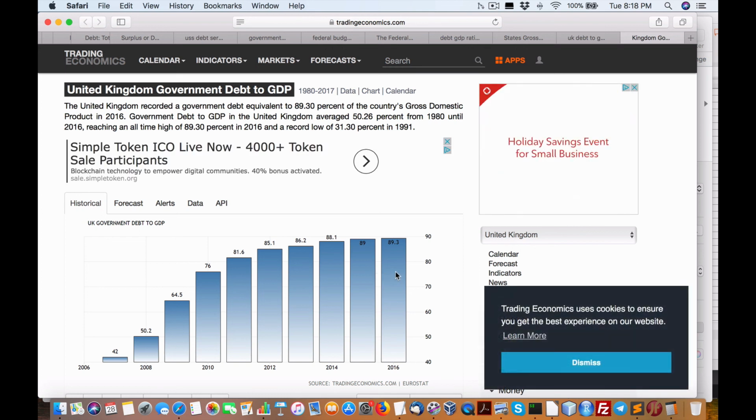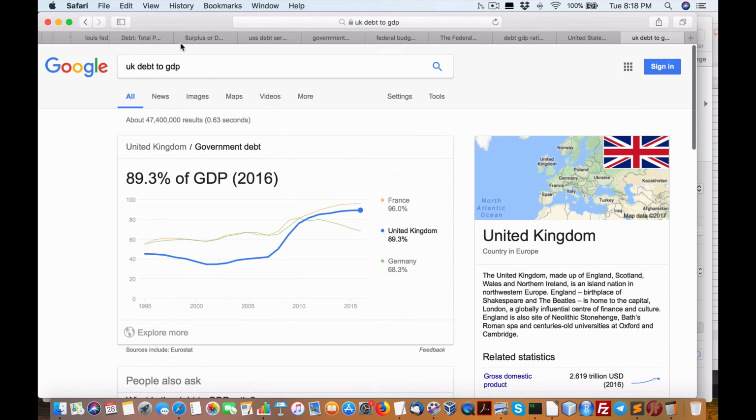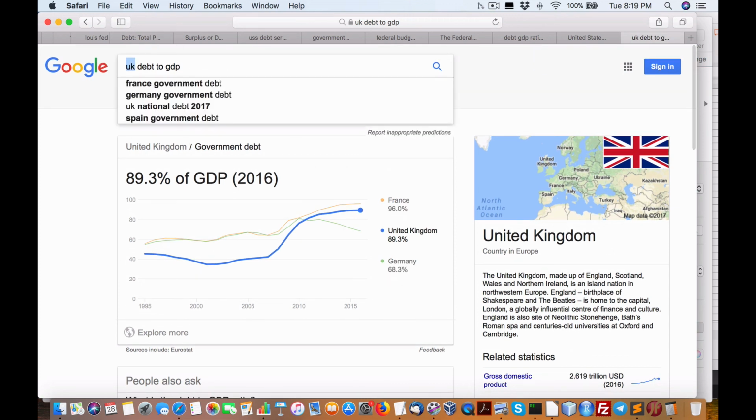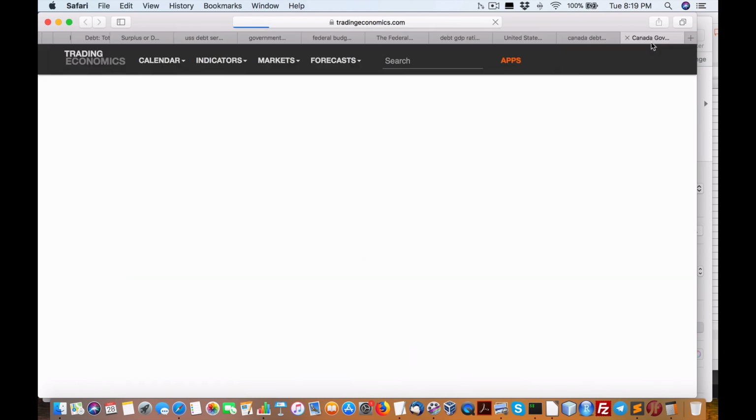Boom, 89.3. So they've somewhat stabilized. I wonder if that has anything to do with the conservative government under Cameron and now Theresa May. And when you look at it historically, again, we're going to do some politics here. Okay, so I will give you Canada's lesson.